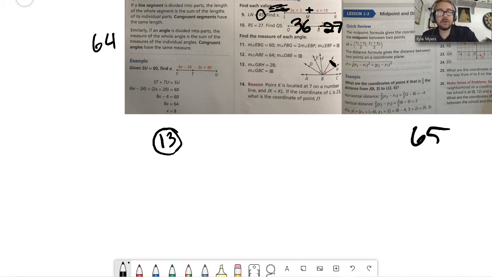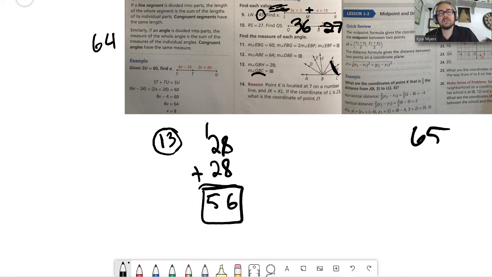They are both 28. So if they are both 28, right, so GBH 28, and then HBC also 28, then GBC, right, so they want GBC, they want this guy, which is this, right? Connect G and C, that's the whole thing. So they want the whole thing, which is 28 and 28. 8 plus 8 is 16. 2 plus 2 is 4, plus 1 is 5. So the answer to that is 56. There we go. All right, moving on to number 14.